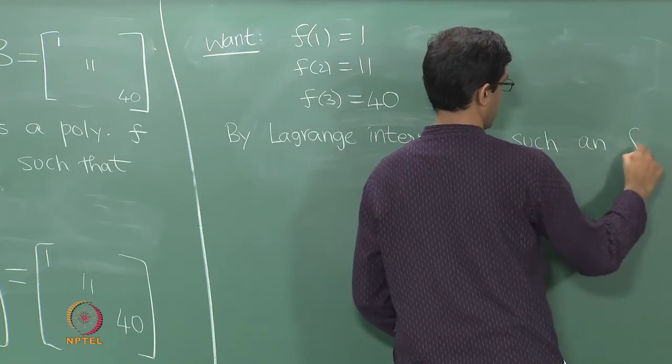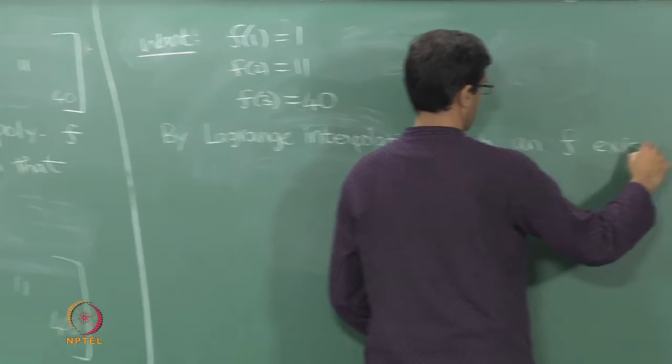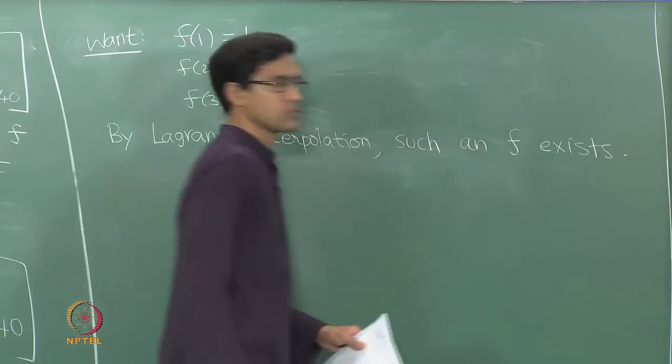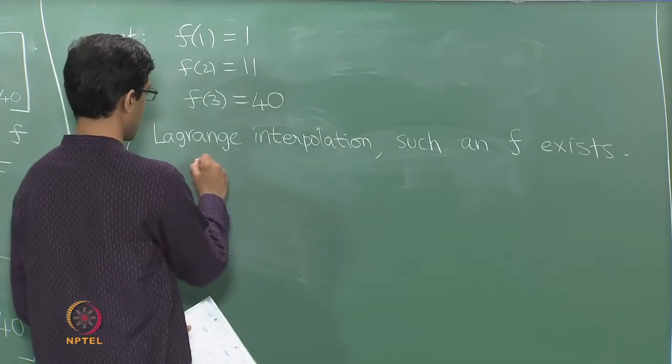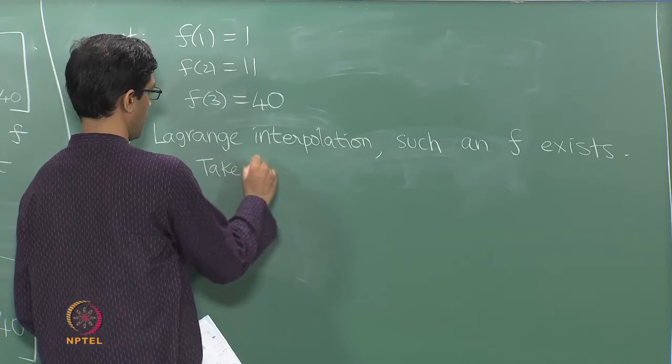Such an f exists. Okay, so you take that f, that's exactly the f you want. So take that polynomial f.